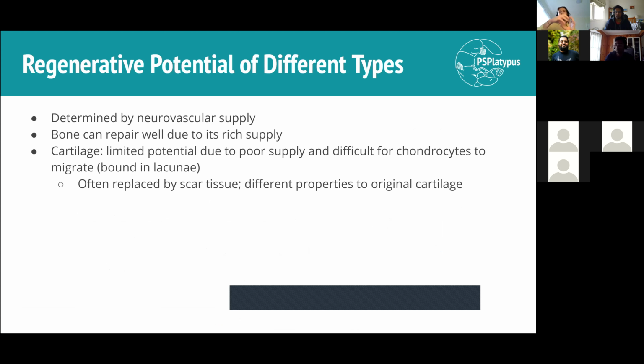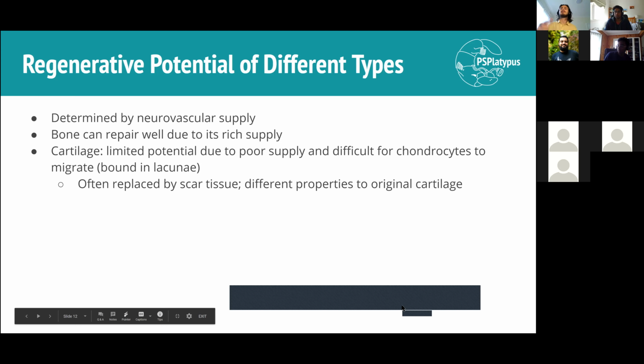So the chondrocytes are bound inside of those lacunae, so they can't really migrate to other areas where they might be needed to repair cartilage. And so often you'll get them replaced by scar tissue, perhaps that hyaline cartilage getting replaced by that fibrocartilage, which has different properties to original cartilage, but is better than, say, there just being a tear in the cartilage. But yeah, that has functional impacts on patients.